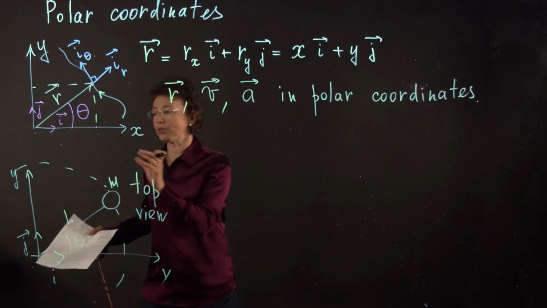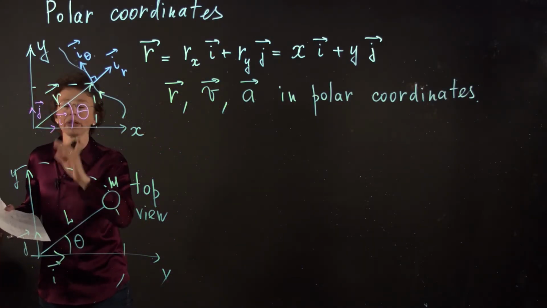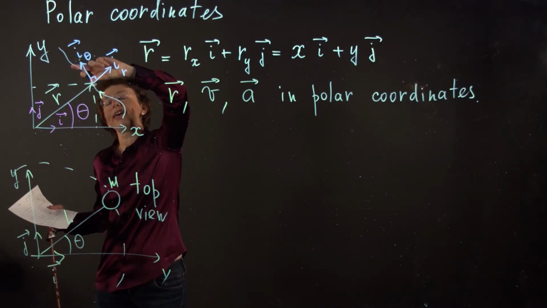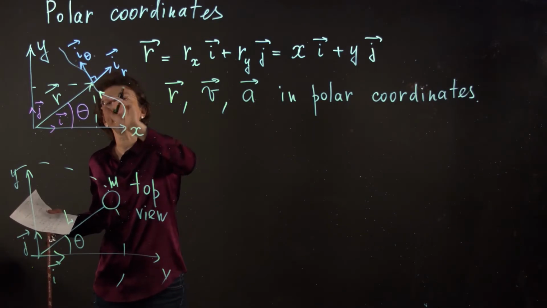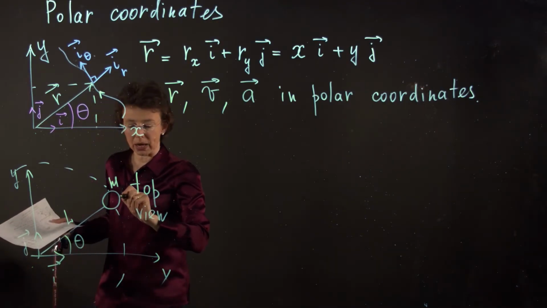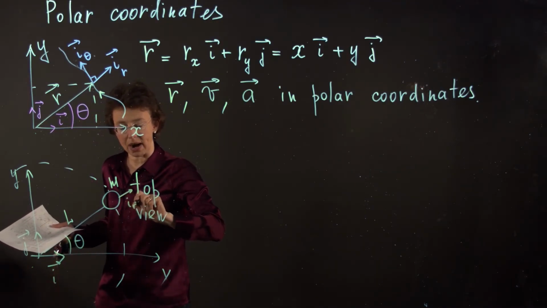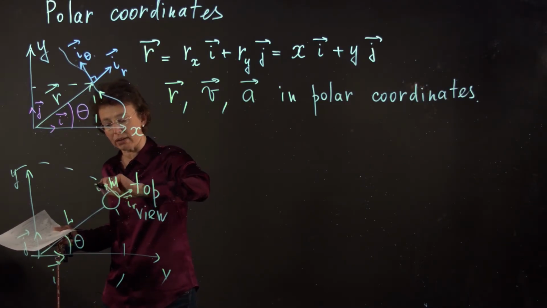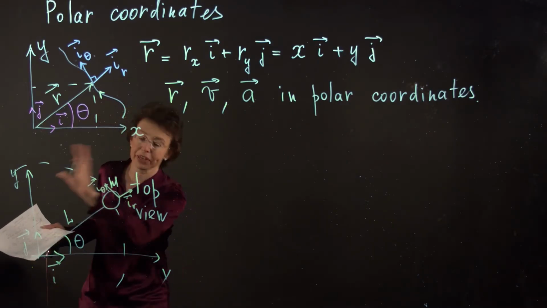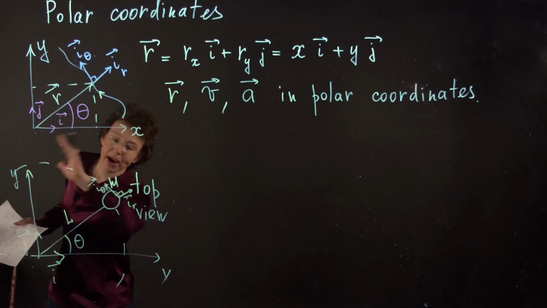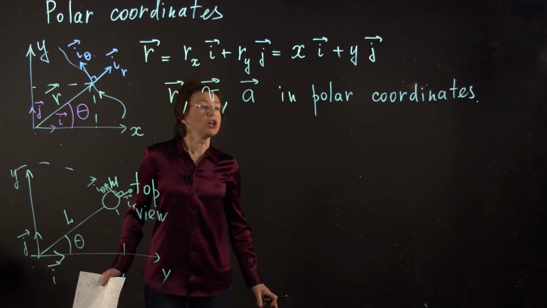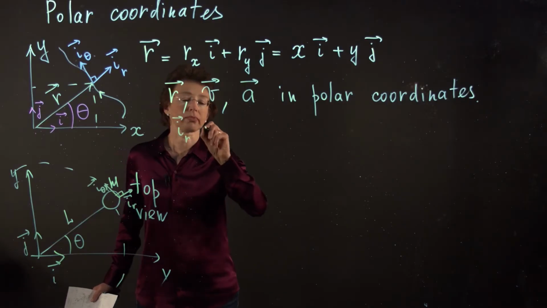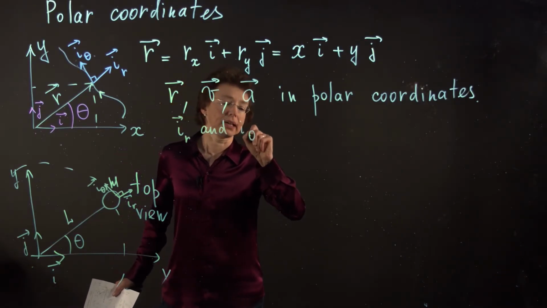Well, I remind you that i and j did not depend on time. But now with our i_r and i_theta, we have i_r and i_theta moving with our object. So this is i_r, always out of the circle. This is i_theta, perpendicular to i_r, in the plane of the board. And they are moving as the object spins. So now i_r and i_theta depend on time.